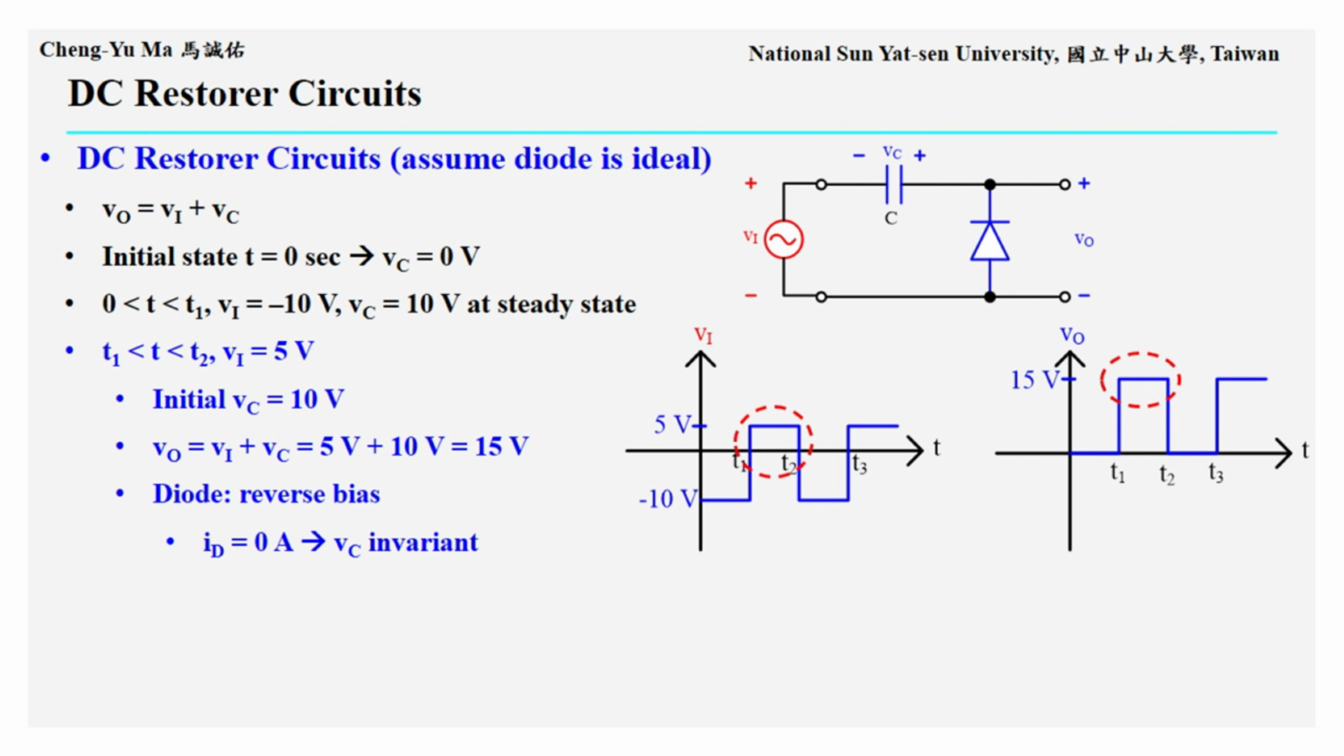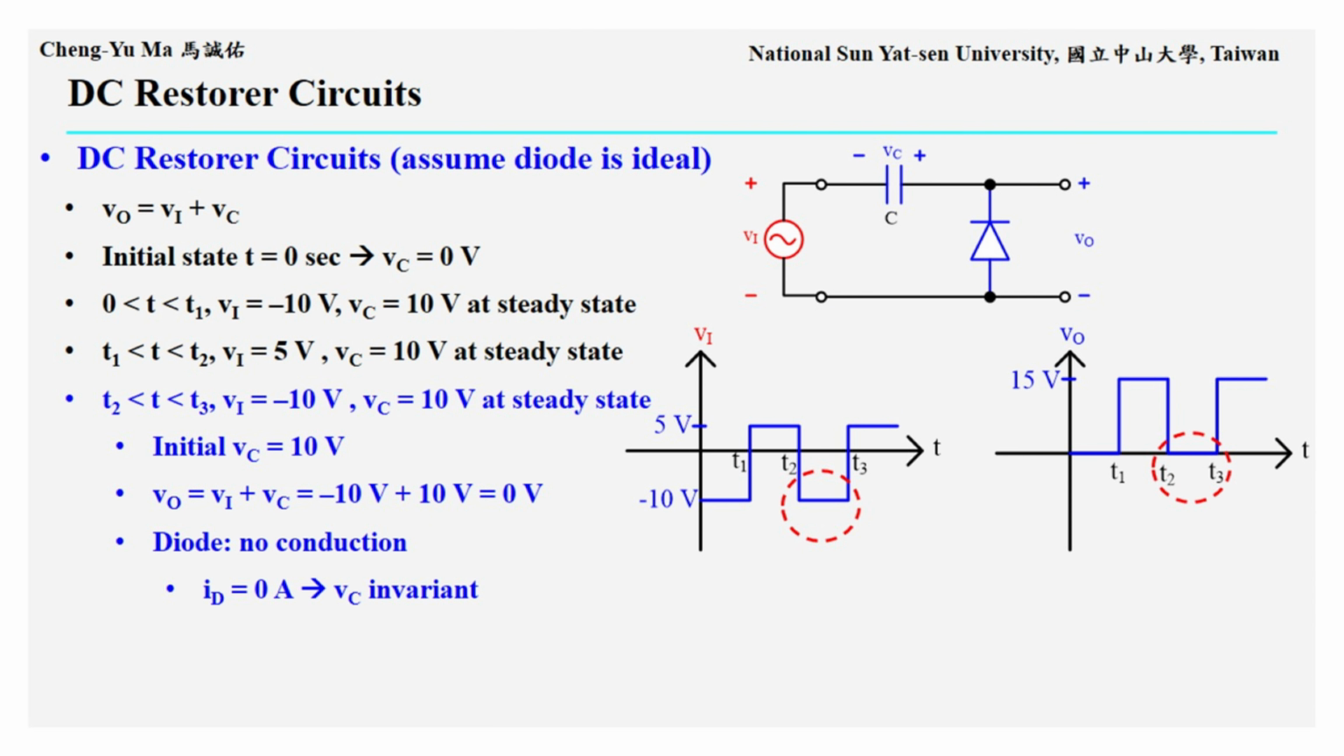Next, during the interval from T1 to T2, the capacitor voltage from the previous steady state is still Vc equals 10 volts. When Vi changes to positive 5 volts, the output voltage immediately becomes VO equals Vi plus Vc, which is 5 volts plus 10 volts, equal to 15 volts. At this time, the diode is reverse biased and acts as an open circuit. Since there is no current path to change the charge stored in the capacitor, Vc remains unchanged. Therefore, during the entire interval from T1 to T2, the output voltage stays at 15 volts.